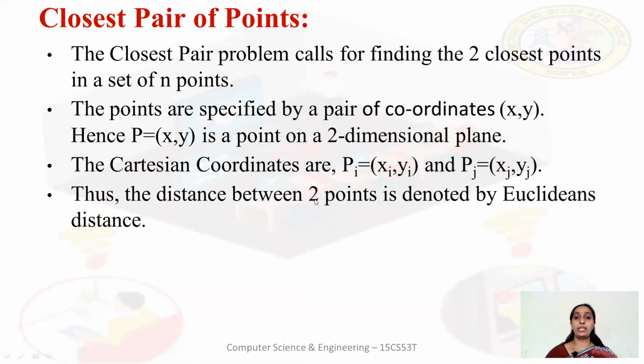Thus, the distance between 2 points is denoted by Euclidean distance.